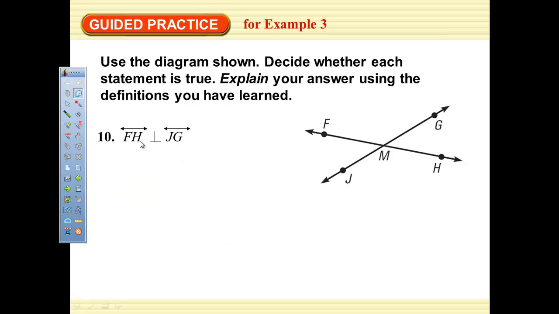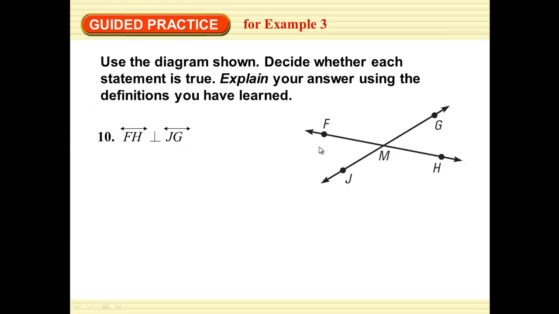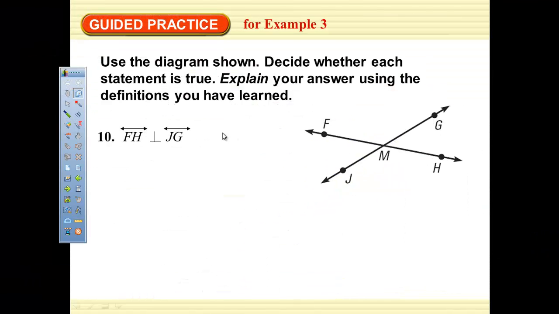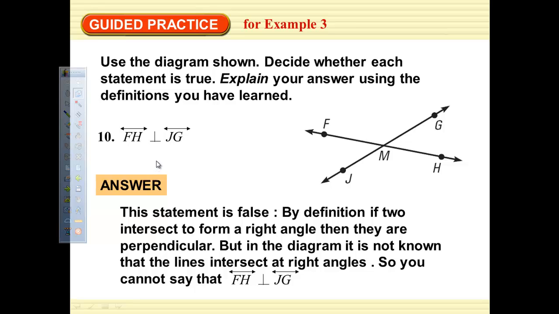Now we've got FH is perpendicular to JG. In this case, we've got FH right here. We've got JG right here. There's no box here to tell us that those are perpendicular, so we can't assume they're perpendicular even if they looked perpendicular. So in this case we would say we don't know if any right angles are formed by these two lines, so therefore this would be a false statement. And that's basically what all those words say. We can't say that. It may be true, but we don't know if it's true. And that's it for this one.